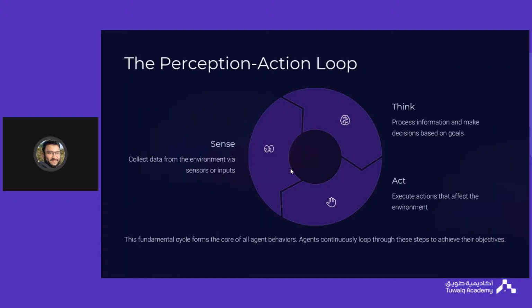Coming to the next, the perception and action loop, how exactly the AI agent works. This is the fundamental cycle that forms the core of all agent behavior. For example, there is sense, which collects data from the environment via sensors or inputs. Act executes actions that affect the environment. Think processes information and makes decisions based on the goals. These are the action loop for any AI agent.